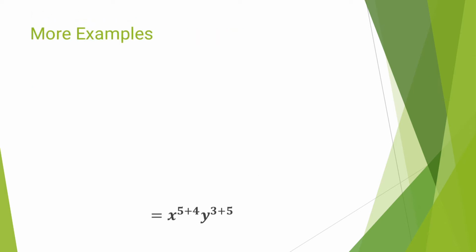More examples. x cubed times x cubed times x. They have the same base, x, keep the base, and add the exponents. 3 plus 3 plus 1. So our final answer is 7. x raised to the power of 7.